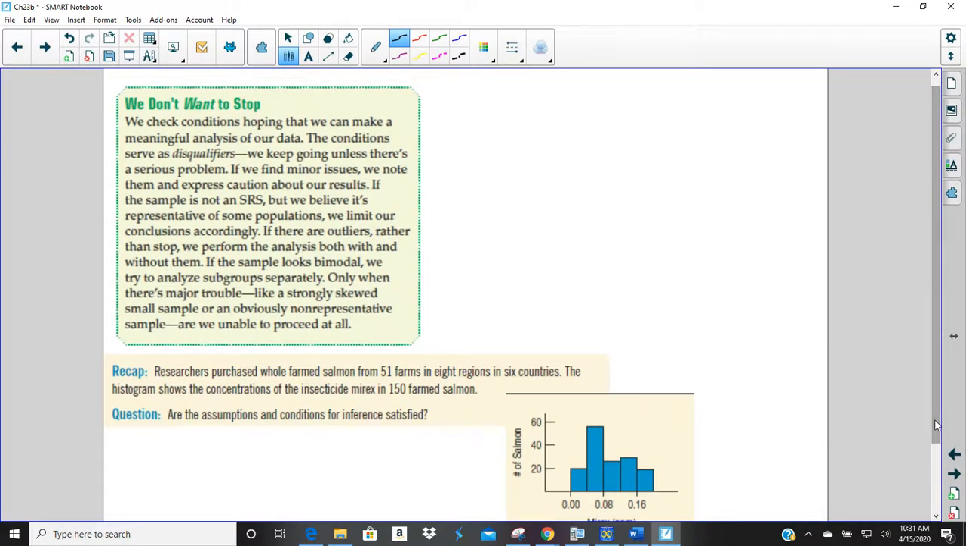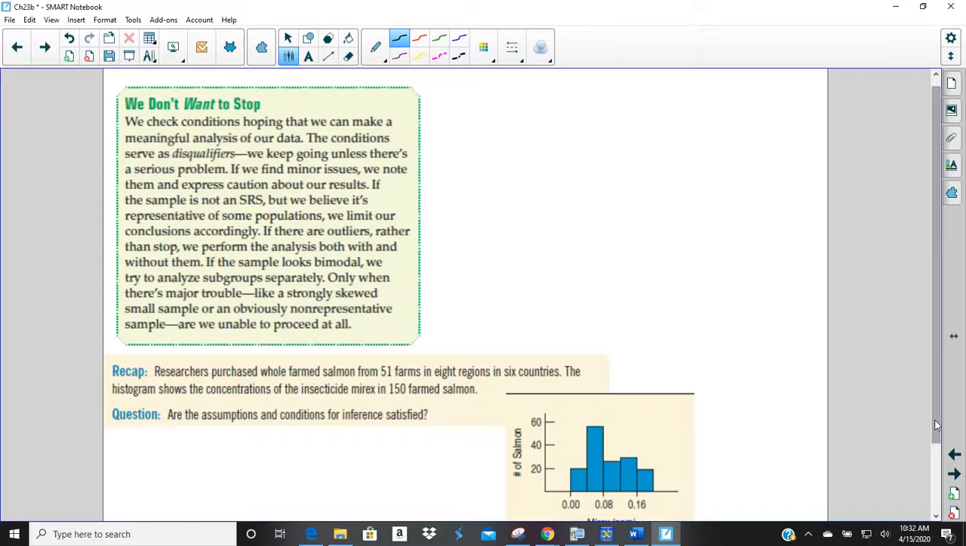Before we go on, they have this nice little box in the book, and I wanted to just focus on it for a minute. When we're doing assumptions and conditions, we haven't really experienced this too much. Maybe once or twice we experienced where we're like, I don't feel comfortable saying it's truly random or something like that. The disqualifiers we won't immediately stop. So if by chance on the AP or on one of my tests, you for whatever reason have come up with the fact that the assumptions and conditions have not been met, you will state that and you will say you're going to proceed with caution.